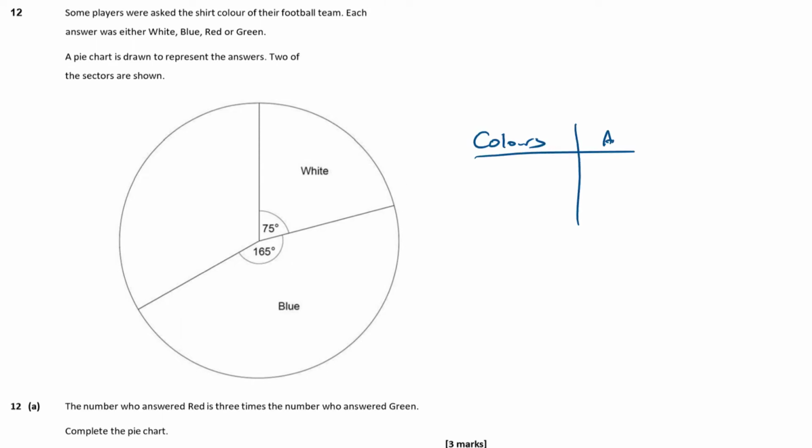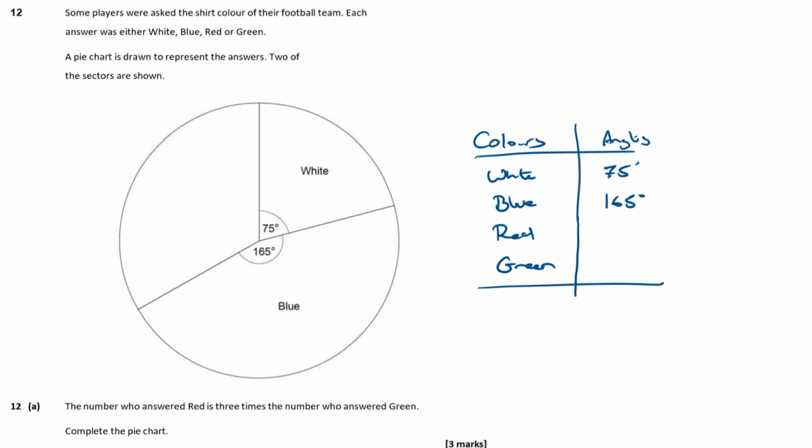Let's just quickly start by tabulating what we've been given. So colours and angles. So we've been given white already. That's 75 degrees. We've got blue, which is 165. Now we want to know red and green, don't we? Okay. Now red and green added together is going to give me my whole circle. So it's going to add up to 360 degrees, isn't it, altogether?